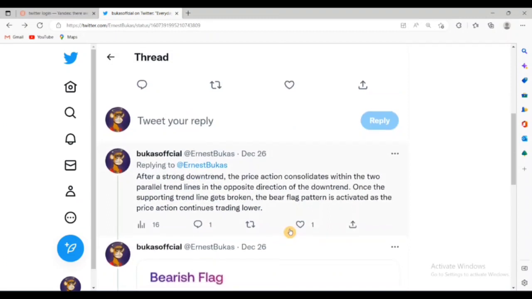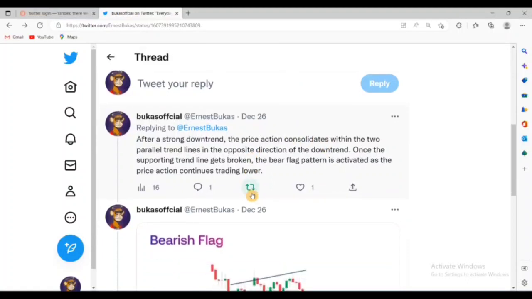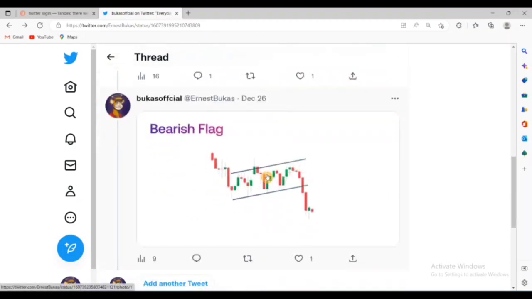So now, after a strong downtrend, the price consolidates within two parallel trend lines in the opposite direction of the downtrend. Once the support trend line gets broken, the bear flag pattern is activated as the price action continues trading lower. So what it actually means is this. For example, this is a bear flag. After this tutorial, I'm going to show you the practical aspect of it and how I make money trading this particular strategy. So this is the upper flag and this is the lower flag.